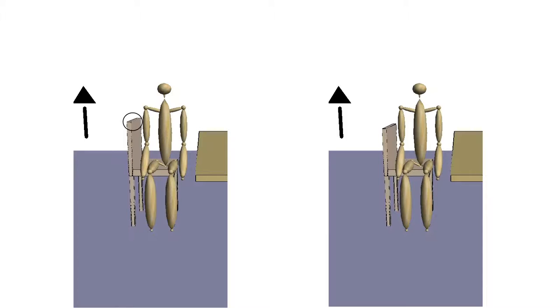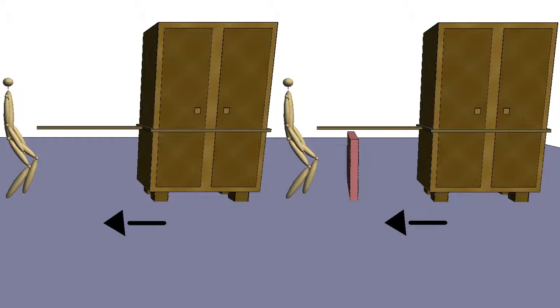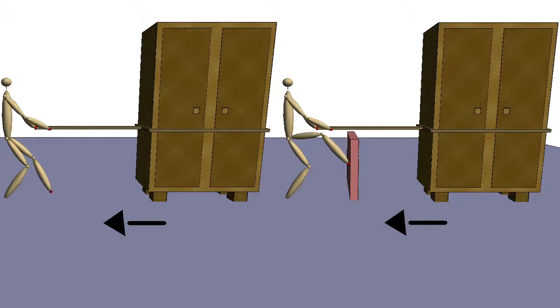Small variations on the environment can produce interesting results with our method. In this example, the chair on the right side is shorter than the chair on the left side, allowing the virtual human to put its arm on it. Here, given the task of pulling the cupboard, the virtual human uses the pink wall to maximize the force exerted by its foot.